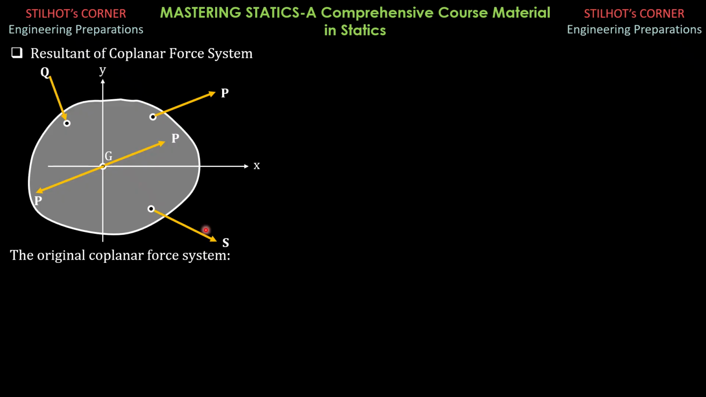Then we add another set of equilibrium forces, let's say Q, acting at G also. So again, the addition of these equilibrium forces Q does not affect the external effect of the original system. Then finally, we also add a set of equilibrium forces, S in this case, acting also at G. So the original system is not affected by the addition of these 3 sets of equilibrium forces.